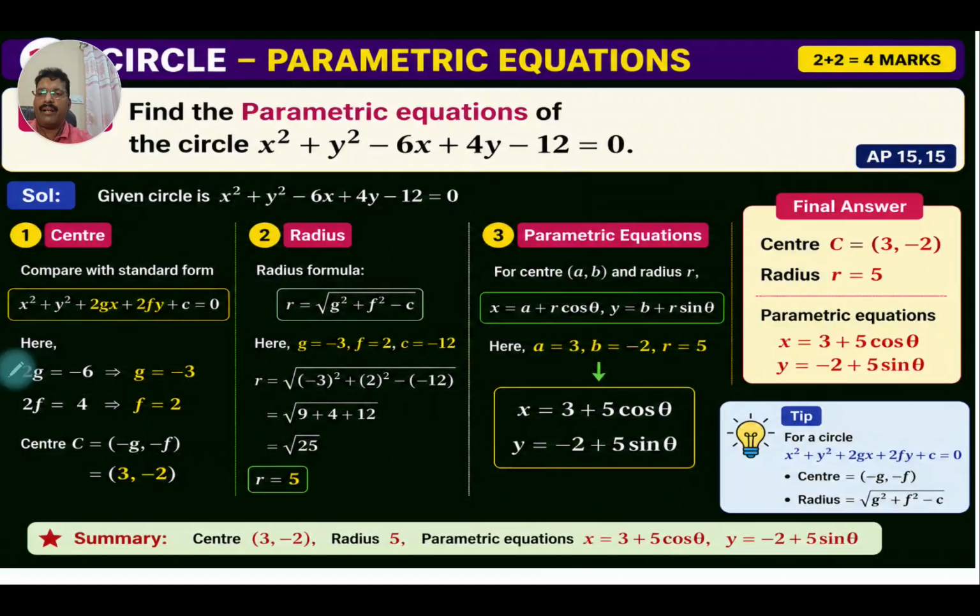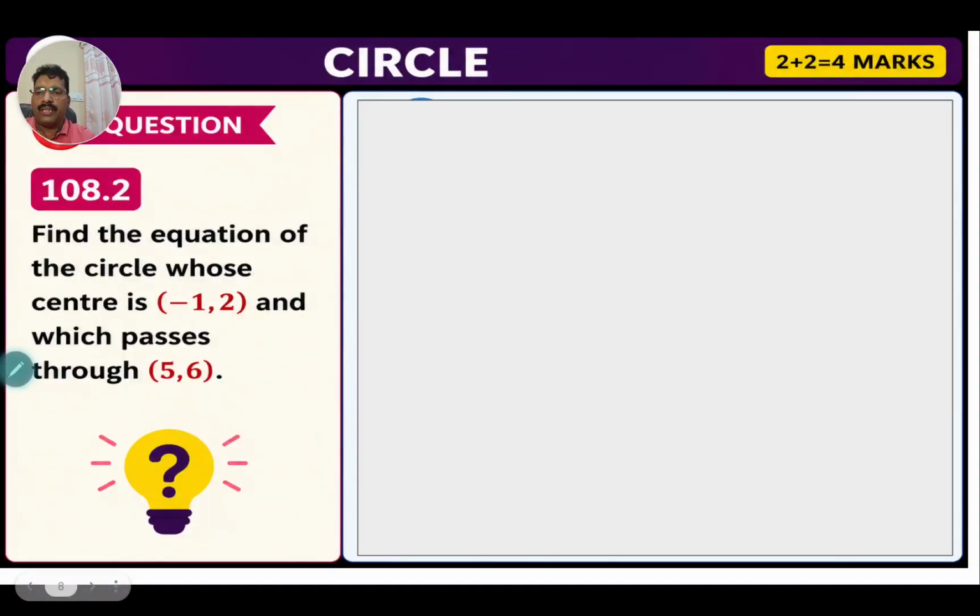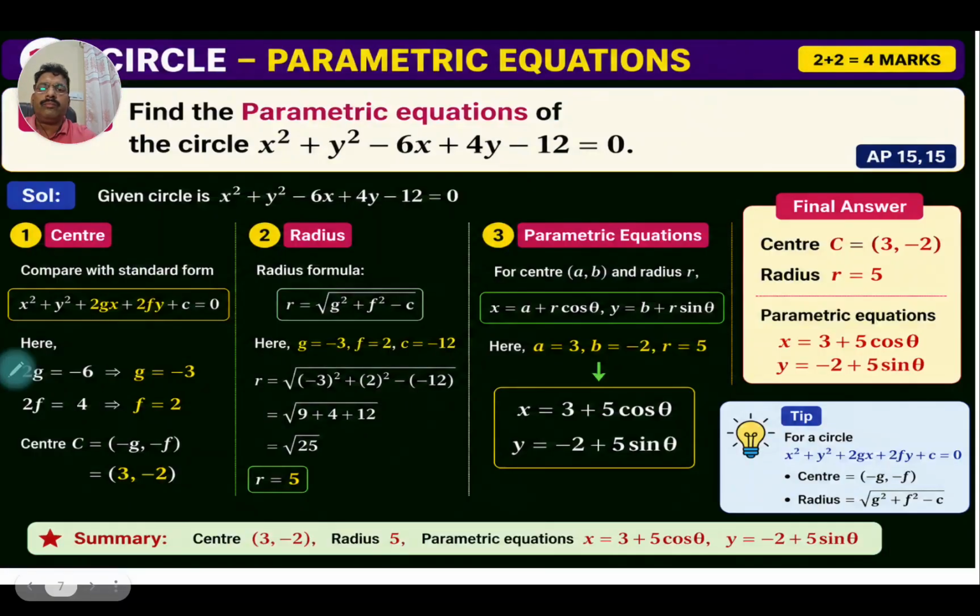See the solution here, center we found, we got center (3, −2) and radius 5. So substituting these values in the equation, parametric equations of a circle, we got x equal to 3 + 5 cos θ and y equal to −2 + 5 sin θ.